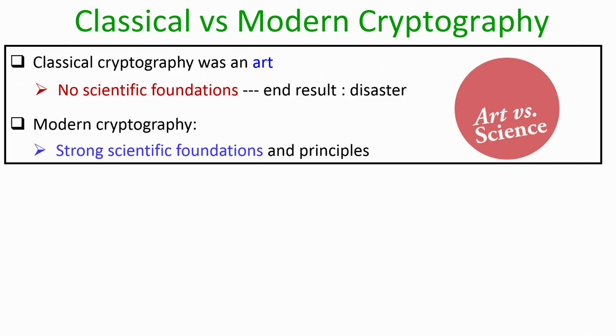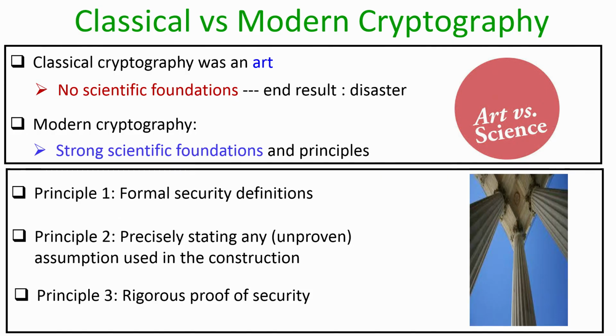Classical cryptography was not a science, it was mostly an art, because there were no scientific foundations, no proper definitions, and no mathematical security proofs, and as a result the end result was disastrous. Whereas modern cryptography is a science, based on strong scientific foundations and principles. The three principles of modern cryptography are: principle 1 is formal security definitions, where we properly and mathematically define what exactly we mean by security.